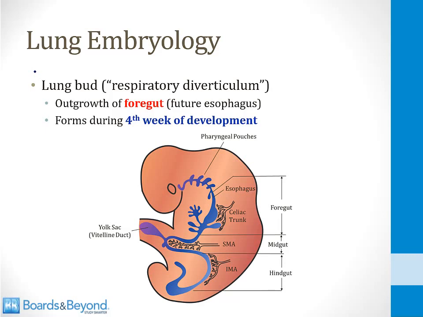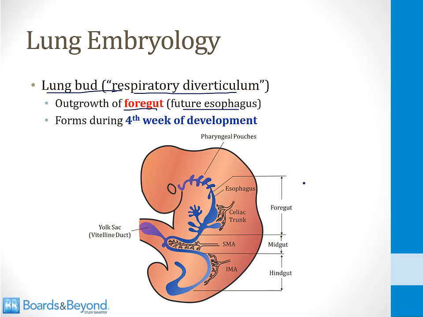The first thing you should know about the development of the lungs is that the lungs form as an outgrowth of the GI tract. The first structure to form in utero in terms of the lungs is called the lung bud. It's also called the respiratory diverticulum, and it is an outgrowth of the foregut, which is the future esophagus.